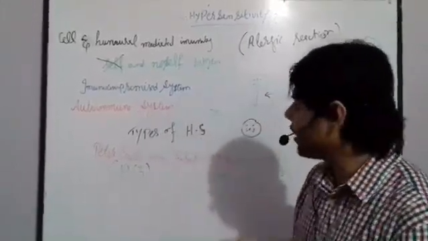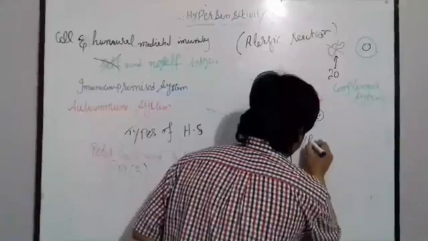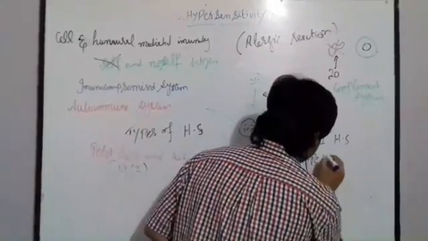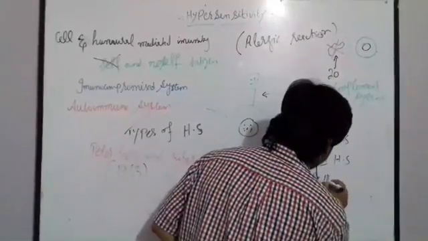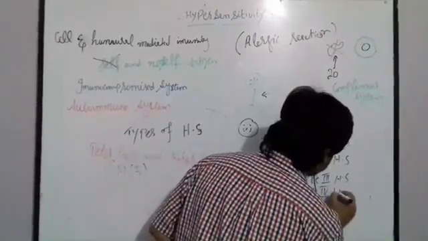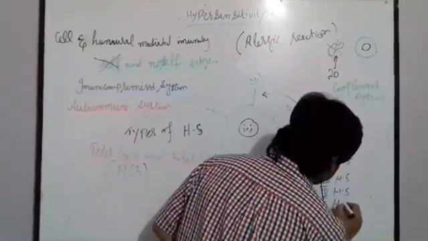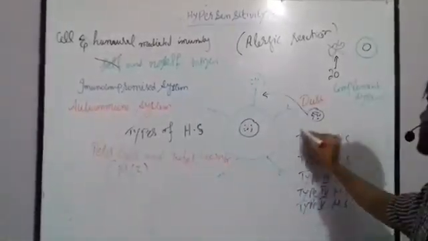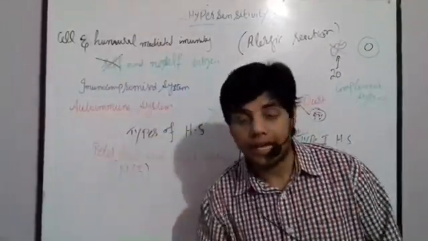So there is type 1 hypersensitivity. We have type 2 hypersensitivity. We have type 3 hypersensitivity. We have type 4 hypersensitivity, and we also have type 5 hypersensitivity. Inshallah, in the next video lecture we are going to talk about type 1 hypersensitivity in detail. But before that, remember these terms that I explained to you.